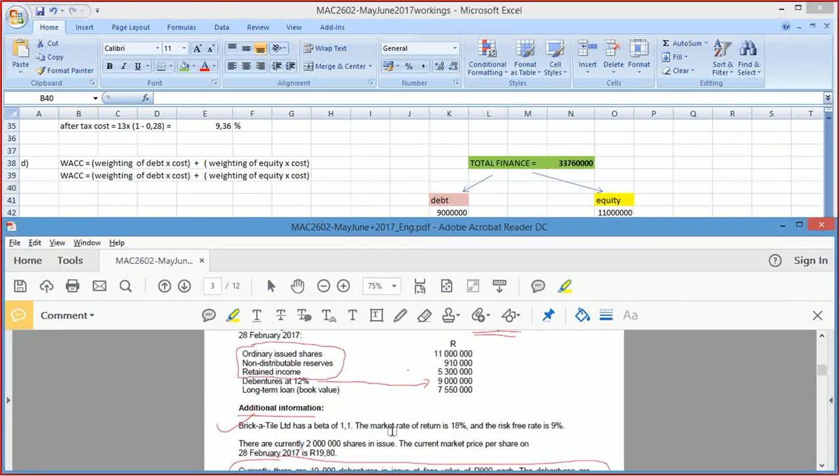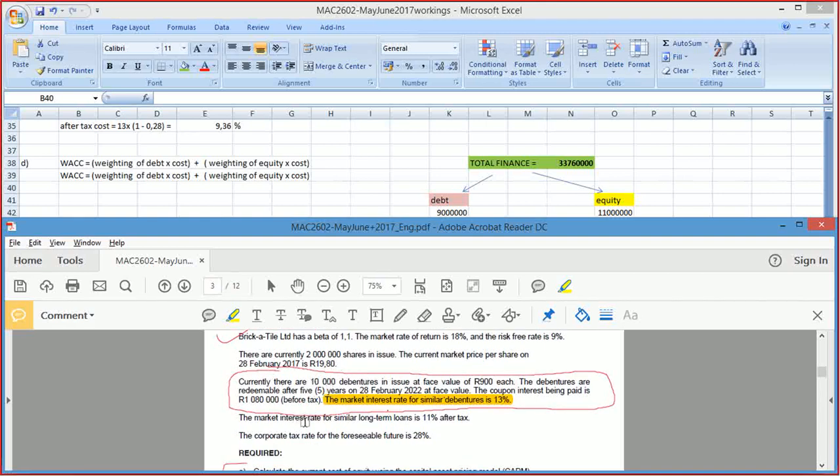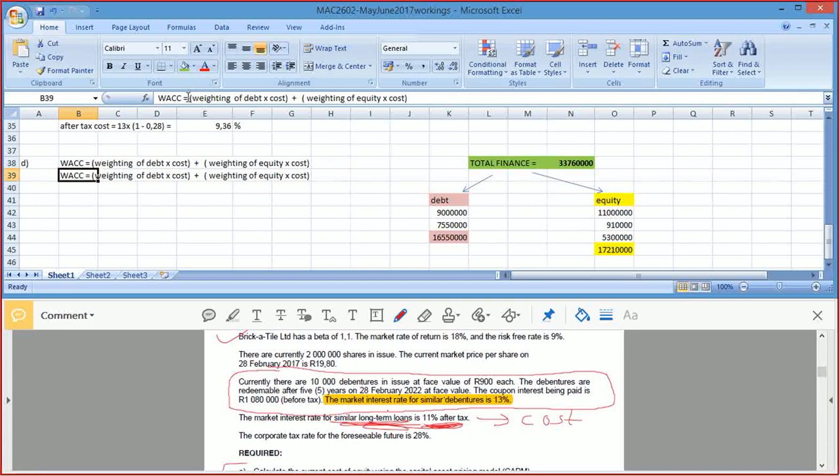Okay, but I need to check the costs. Alright, so I've got the cost of equity. Where were we given different costs here? There are shares at the market price. Okay, debentures there, market interest for similar long-term loans. Okay, there's the important one. See, there's the long-term loans. Okay, so the long-term loans has a separate cost. So I have to show that one separate. So debt is going to be broken up into two. That's going to be weighting of debentures and weighting of long-term loan.